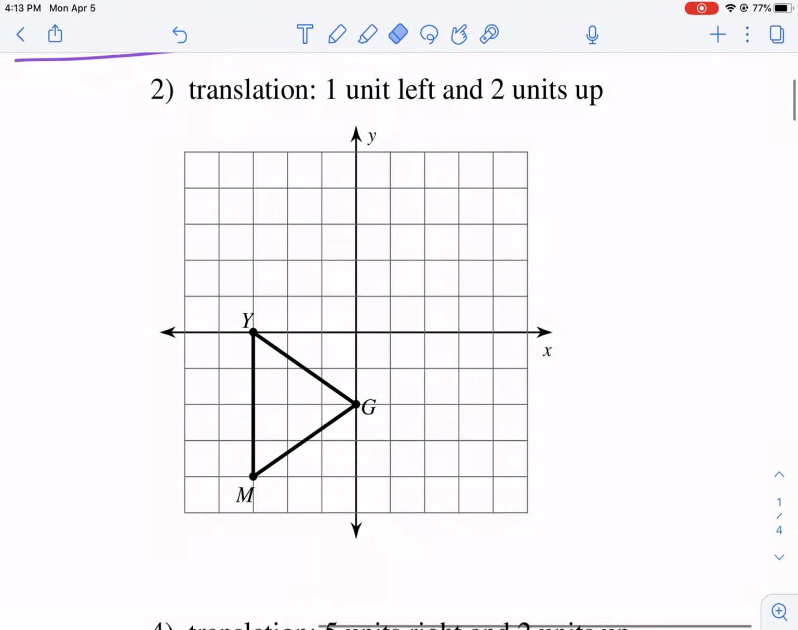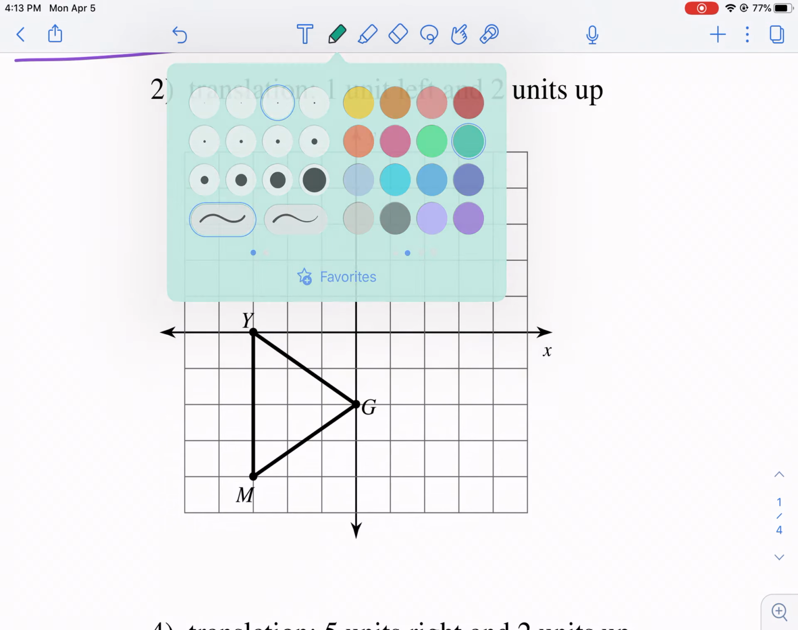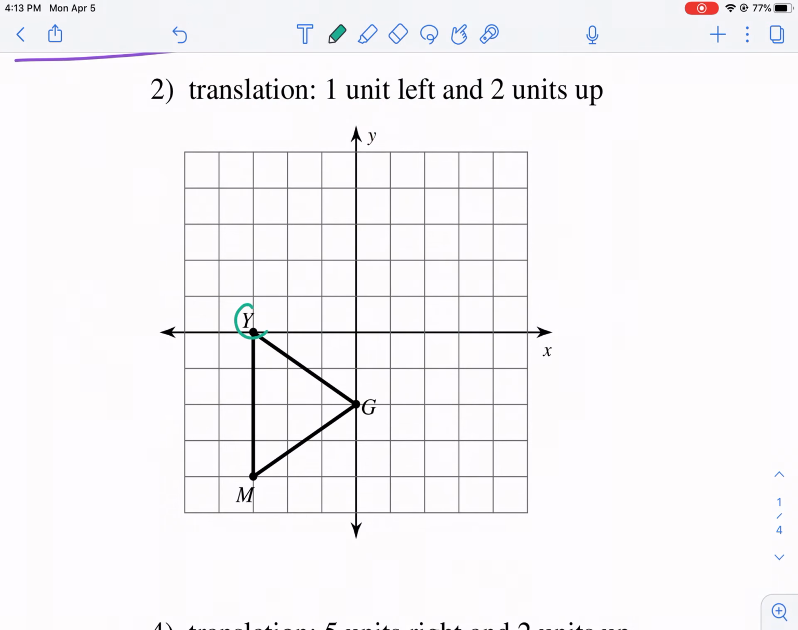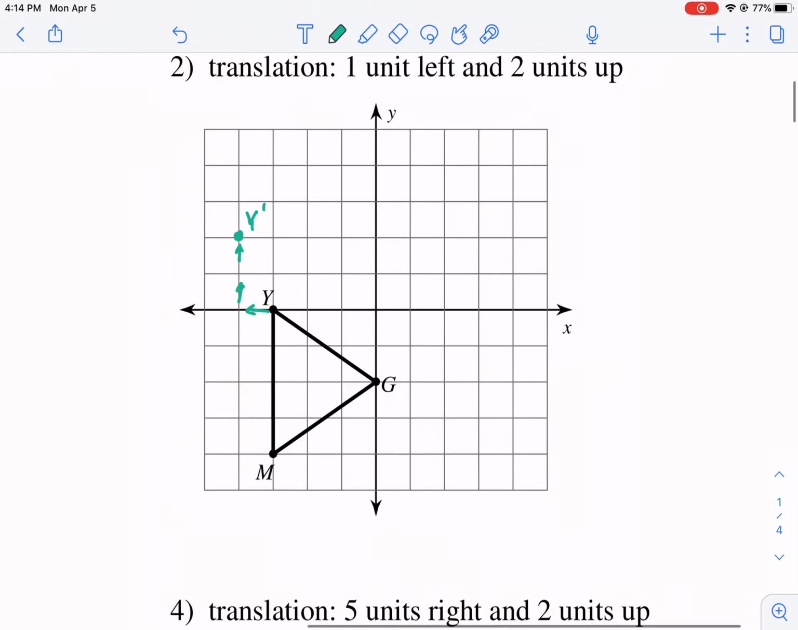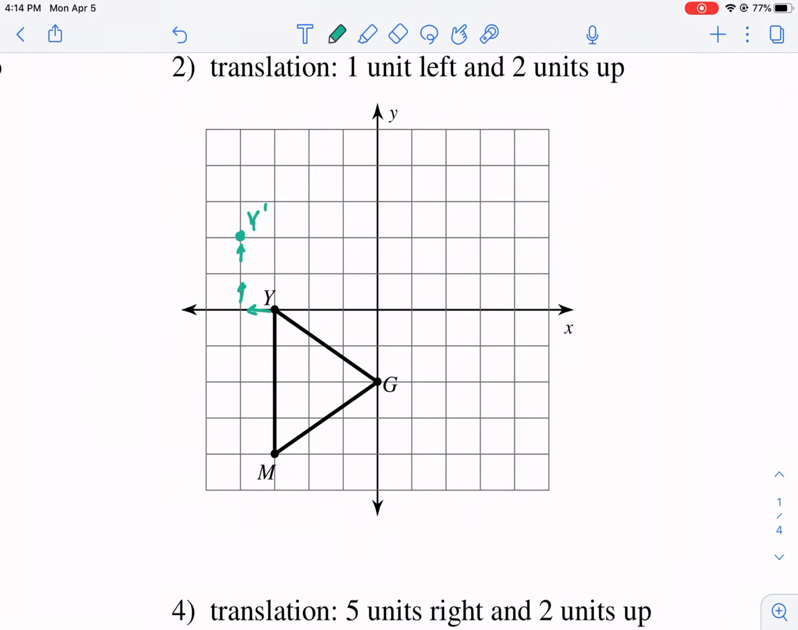So we're doing 1 unit left and 2 units up for YMG. First thing I'm going to do is move Y. You can move in any order you want, but I'm going to move Y first. 1 unit left, and then 2 units up, 1, 2. So that becomes Y prime. Now, I could also move the other 2 to do the same thing, one over to the left and 2 up for this one and this one, and I'd be good to go.